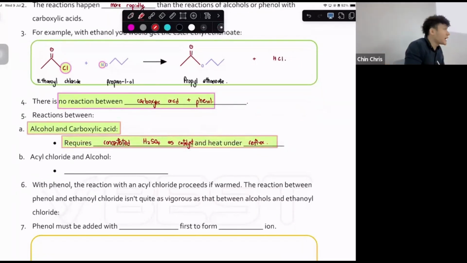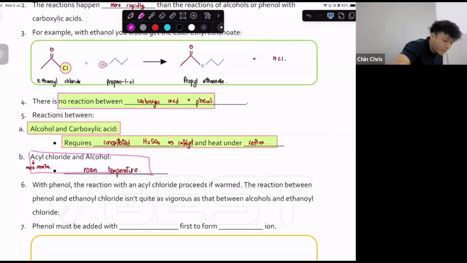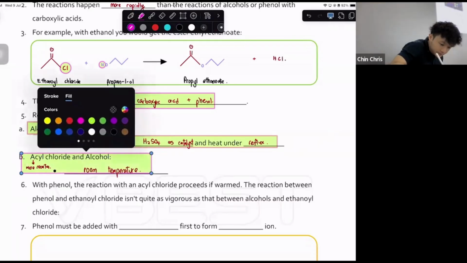Okay, guys, what did I mention about acyl chloride? Acyl chloride is way more reactive compared to carboxylic acid. Which means, do you need a catalyst now? No, you don't need a catalyst. Do you need to heat? No, you don't. You just throw them in, they react immediately. Under room temperature, they can react. So this shows that acyl chloride is way more reactive compared to a carboxylic acid.